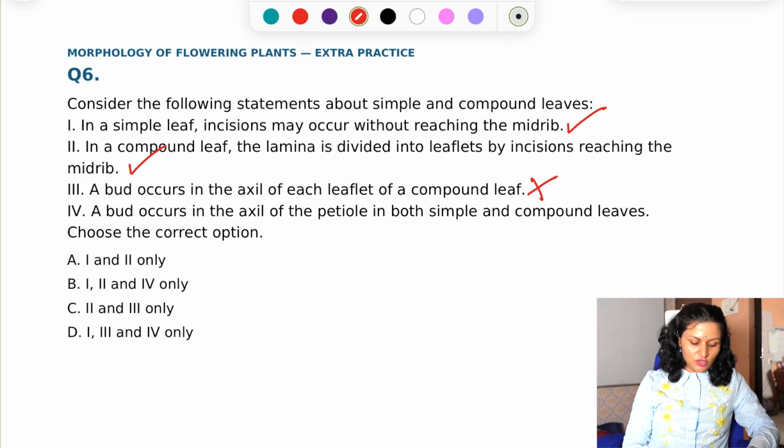No, it does not. Fourth one, a bud occurs in the axil of the petiole in both simple and compound leaves. This is correct? Yes. Okay, so options 1, 2 and 4 are correct. Question 6, option B is correct.